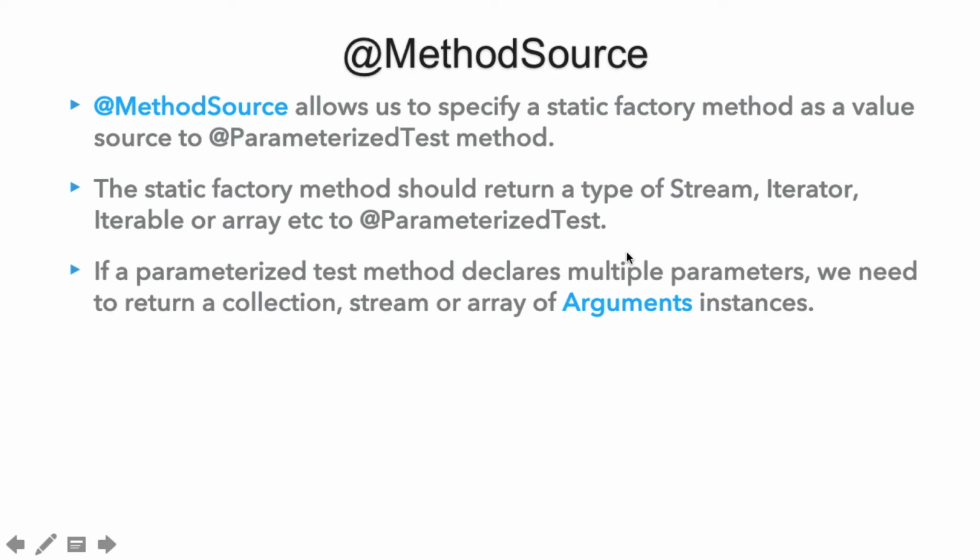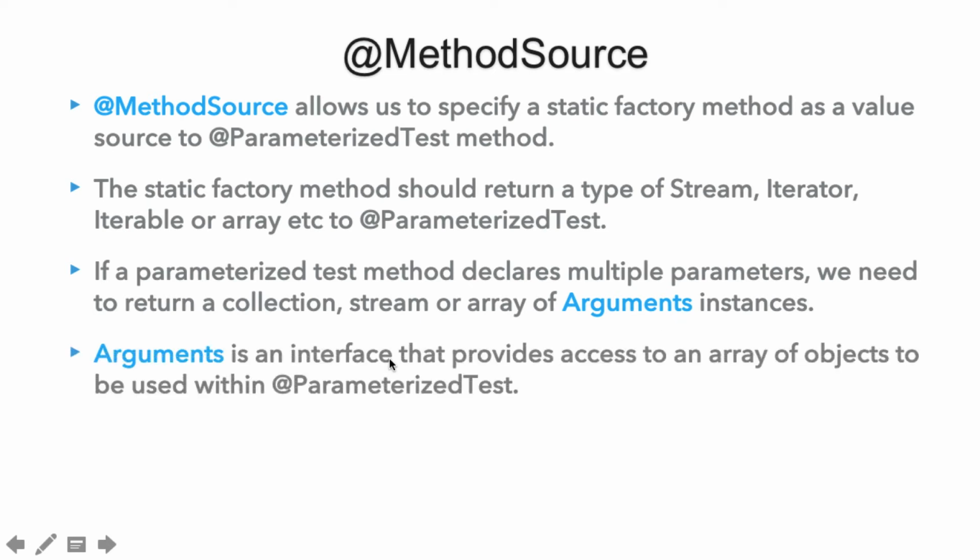Let's say you want to provide multiple string values to our @ParameterizedTest, we can simply return a list of strings from our static factory method which would act as a source. But what if you want to pass multiple arguments as input to our parameterized test method? Then instead of providing a list of strings, we can provide a collection of arguments, a stream of arguments, or an array of arguments.